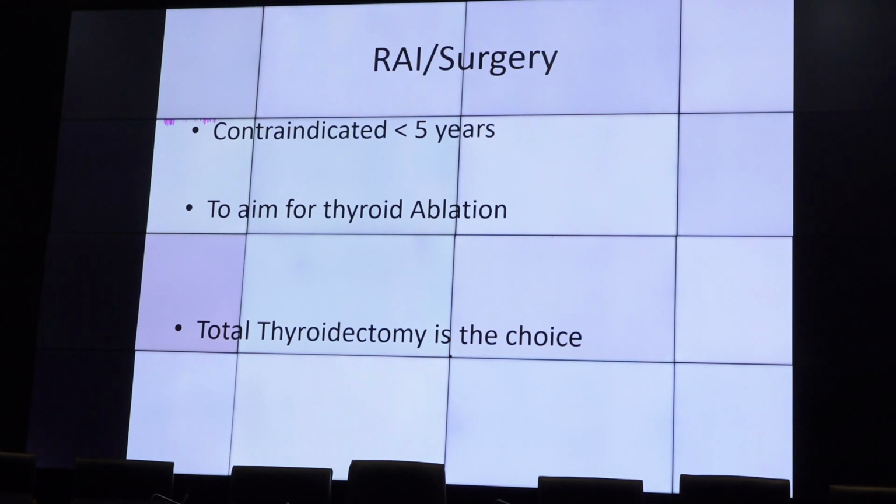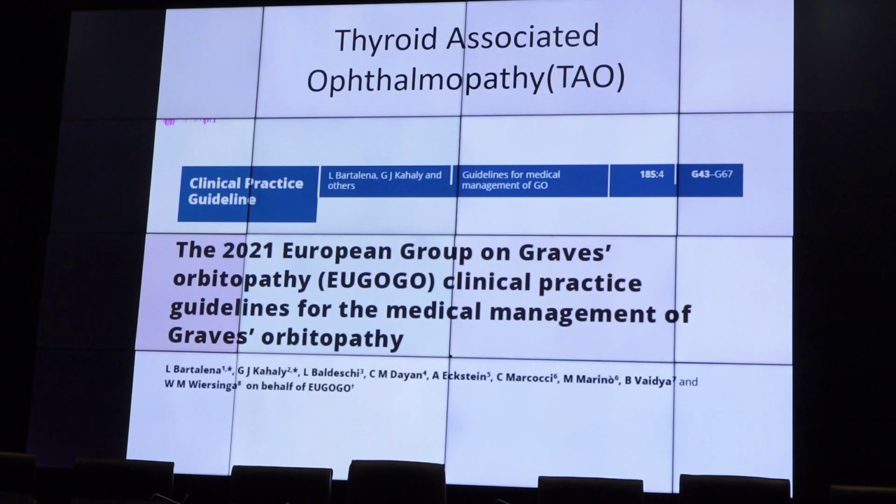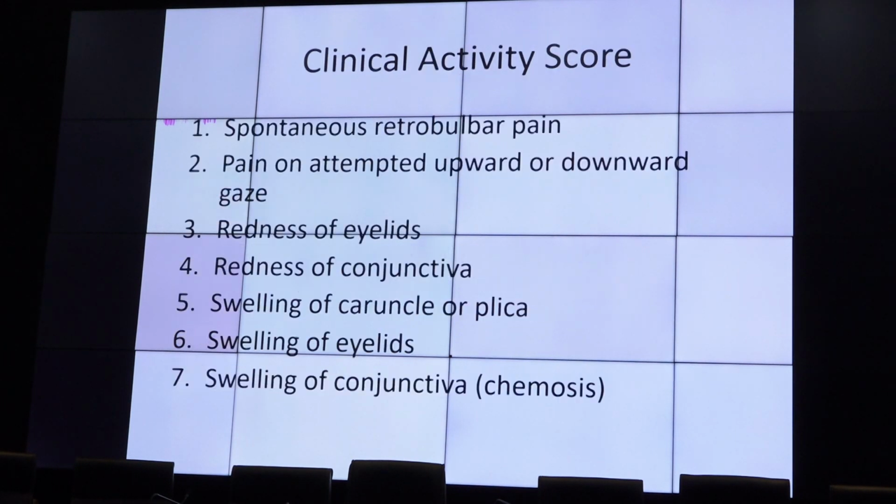More than 10 years, you can do it, and you aim for a thyroid ablation so that you do not leave any thyroid gland which has already received radioiodine and carries a potential for thyroid malignancy in the future. However, the malignancy data which is there is from the Chernobyl disaster, and total thyroidectomy is always a choice for Graves' disease. Now the EUGOGO guidelines are also there for the management of thyroid-associated ophthalmopathy.